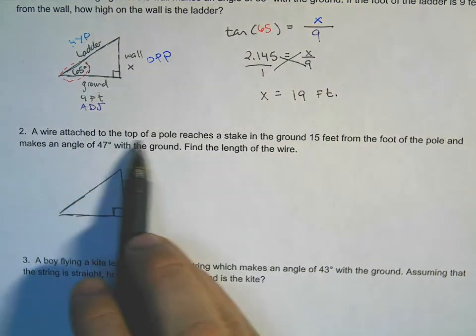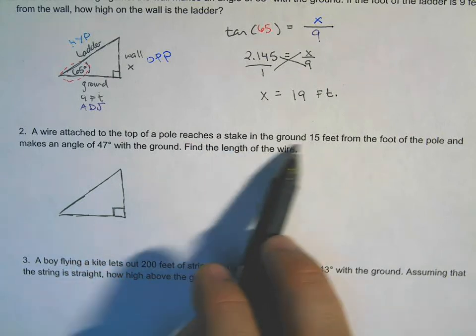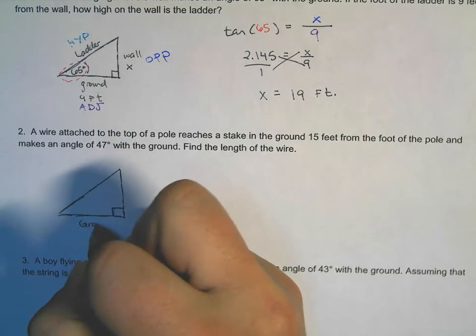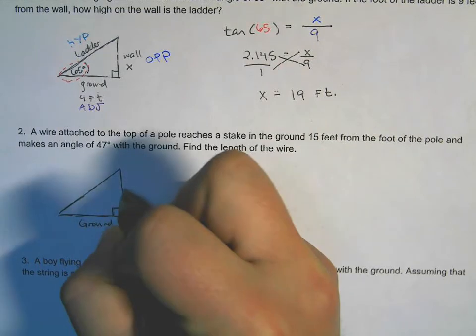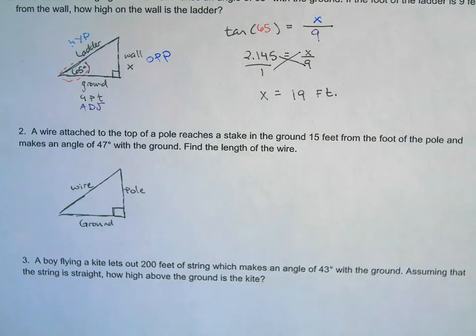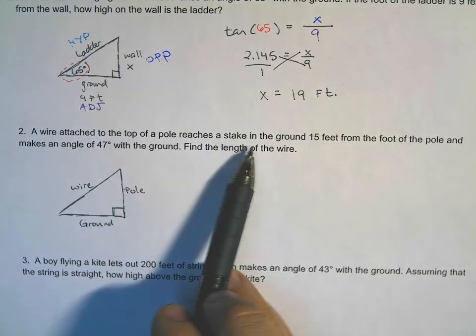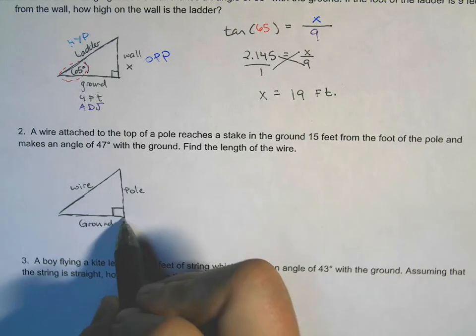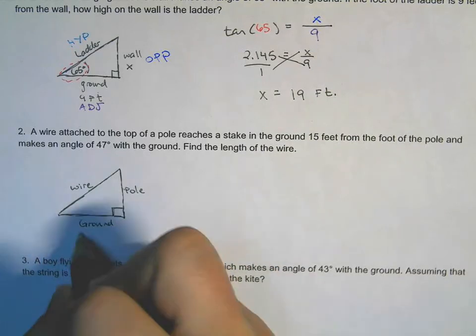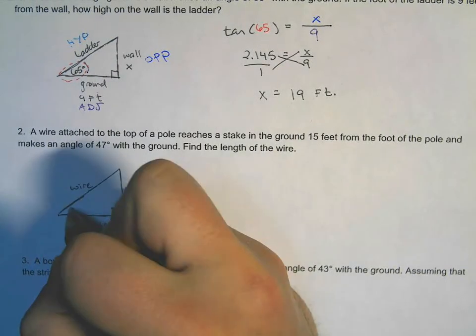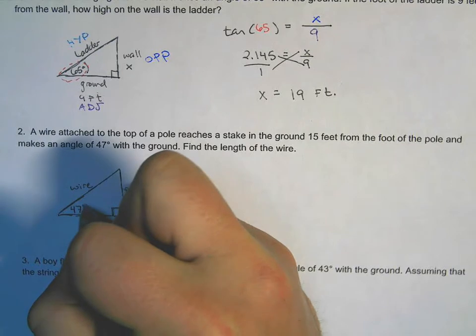Okay, a wire attached to the top of the pole reaches a stake on the ground 15 feet from the foot of the pole. So here's our ground. Here's our pole, and here's our wire. The wire reaches a stake in the ground 15 feet from the foot of the pole. So from the foot of the pole to the wire is 15 feet, and it makes an angle of 47 degrees with the ground.